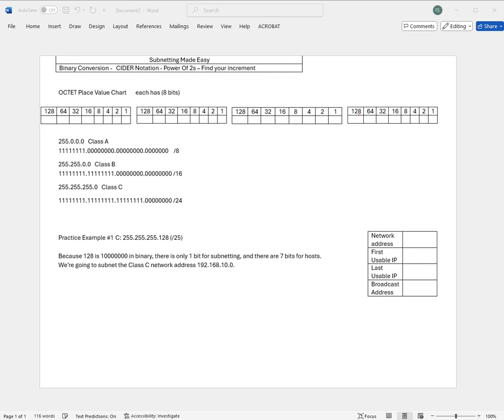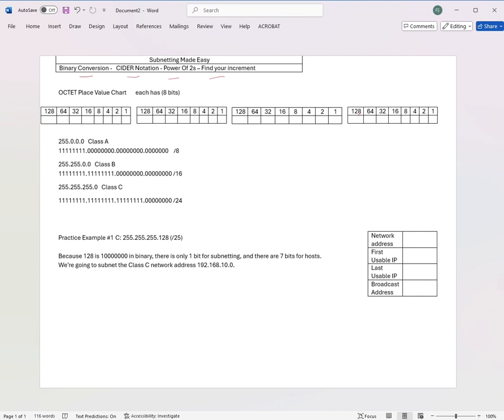But before we get started with subnetting, it's important that we understand four key topics. That's binary conversion, CIDR notation, power of twos, and finding your increment. Once we've mastered these four topics, subnetting becomes much easier. So let's get started. We're going to start with binary conversion.